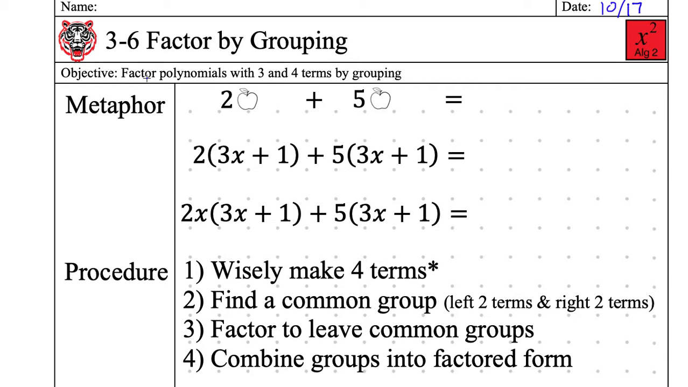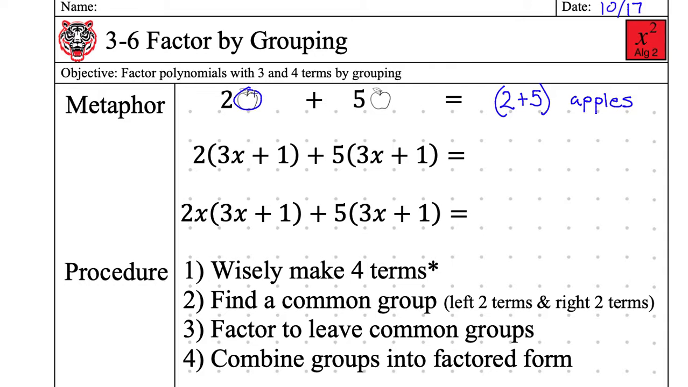So we are going to factor polynomials with 3 and 4 terms today by grouping. Here's my metaphor. If I have 2 apples, and I add 5 more apples, how many apples do I have? Before you say 7 apples, you're right, but an easier way to think about it for this metaphor is I have 2 plus 5 apples. You might say, yeah, that does reduce to 7 apples. I add the coefficients of the groups. I have groups of apples.